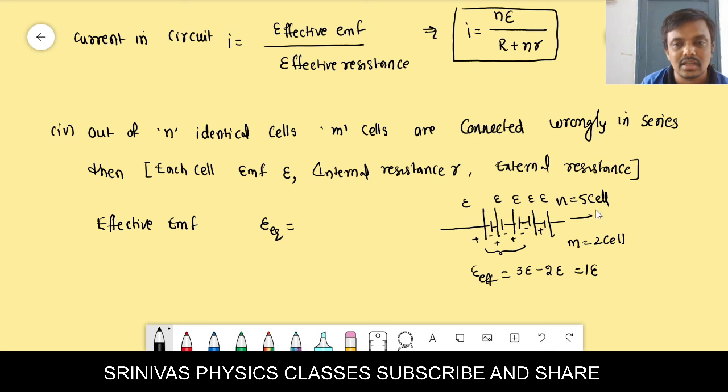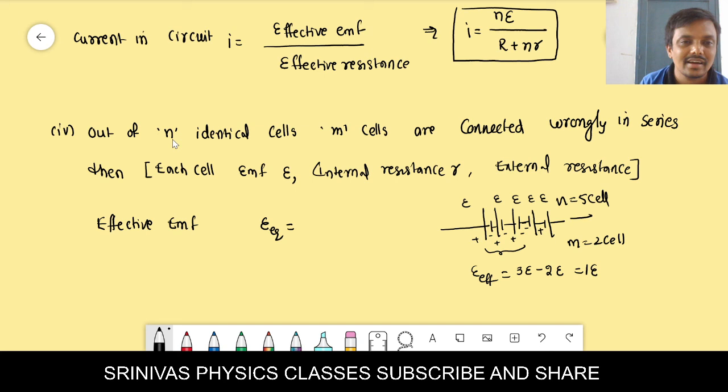You see, there are 5 cells. Out of that, 2 cells are wrongly connected, which means how many are rightly connected? 3 cells, out of a total of 5. 2 wrongly connected, 3 rightly connected, right? Now, how did you get that 3? N minus m, 5 minus 2.